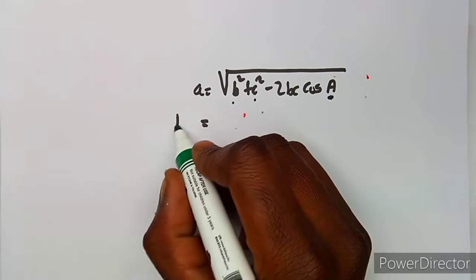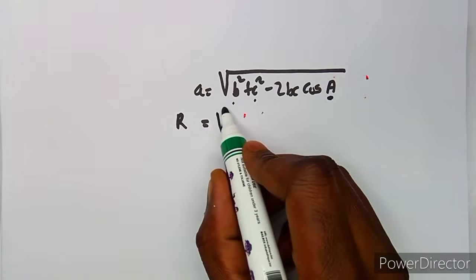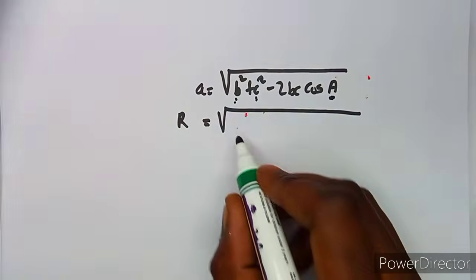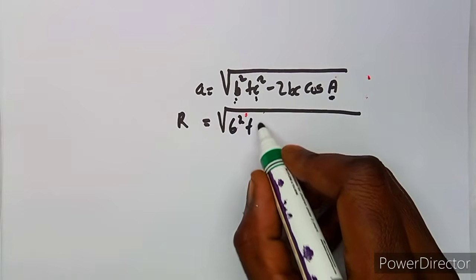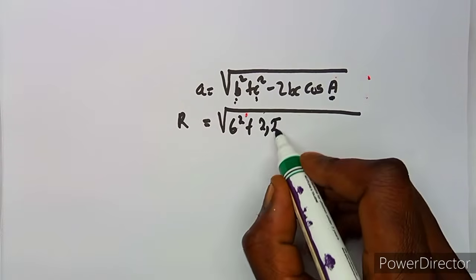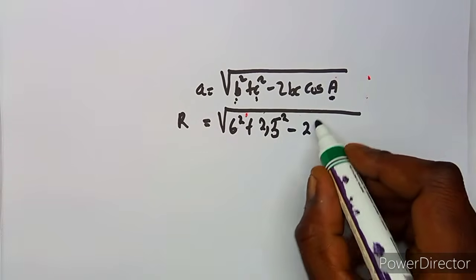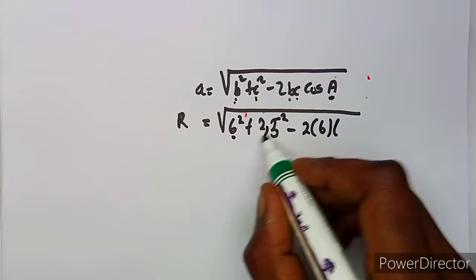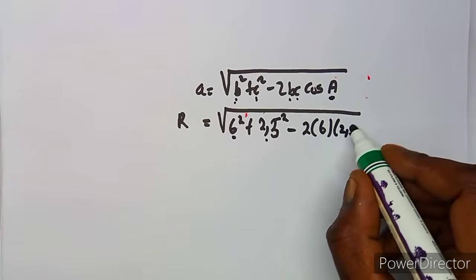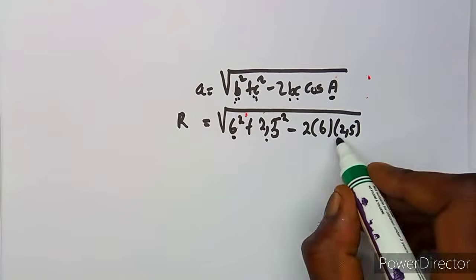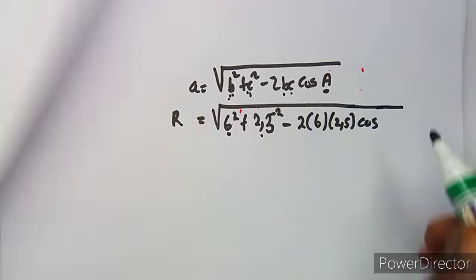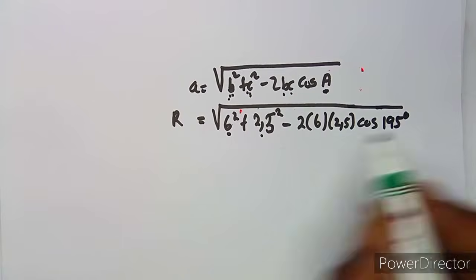So I'm just going to write it as R, which is equal to the square root of b squared plus c squared, which is 6 squared plus 2,5 squared, minus 2 times b, which is this 6, and c, which is 2,5. As you can see, b and c we are just repeating, but you've got cos A, which is cos of the angle of 195 degrees. All right, so that's what you're going to have, guys.